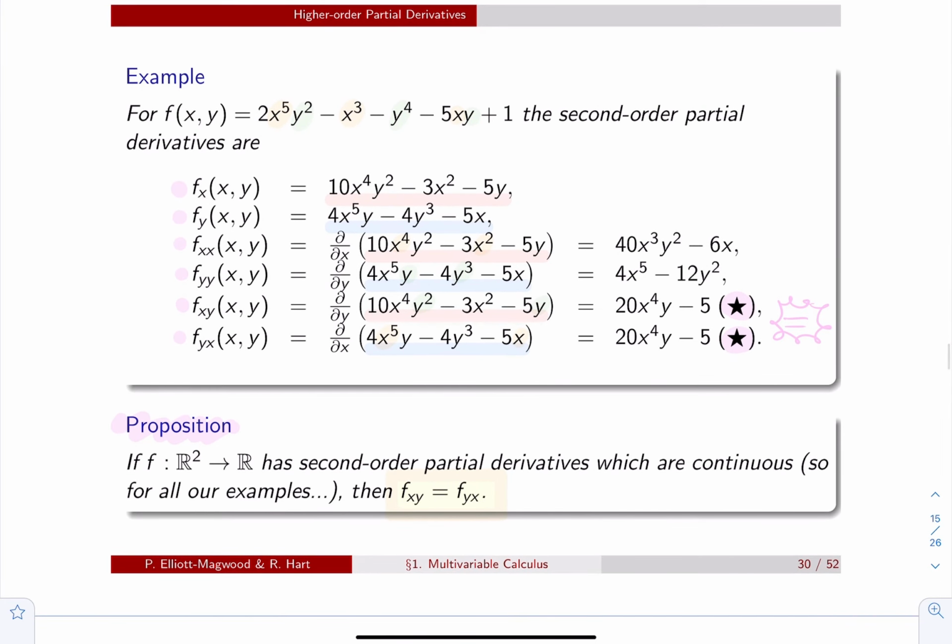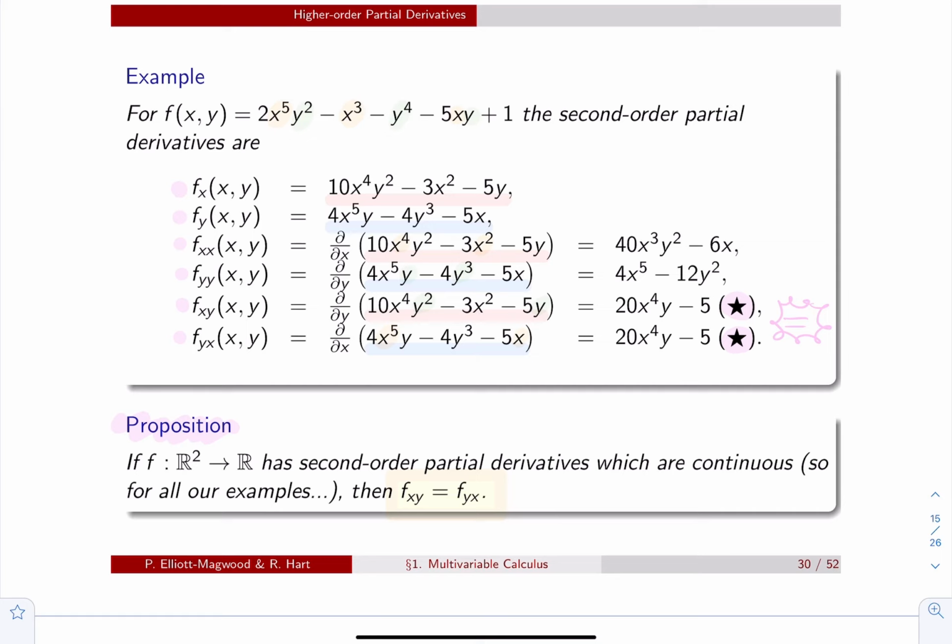All right, the best way to understand these is by looking at some examples. First example: suppose f is 2x^5 y^2 minus x^3 minus y^4 minus 5xy plus 1. Let's compute all the second order partial derivatives. Of course, if you're asked to compute the second order partial derivatives, you have no choice but to start with the first order partial derivatives.